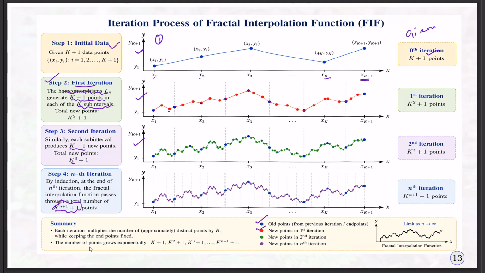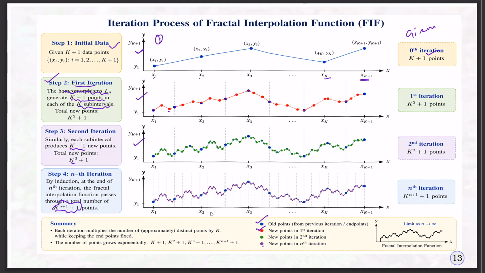The number of points grows exponentially. It will be like exponential growth. So here the old points, the red is denoted as the new points in the first iteration, second iteration, and this one, purple, is denoted as the nth iteration.